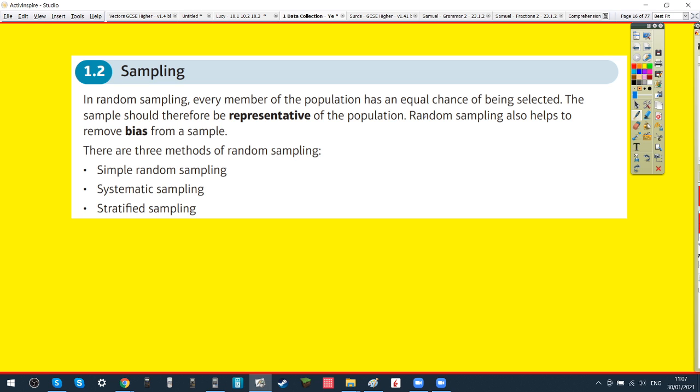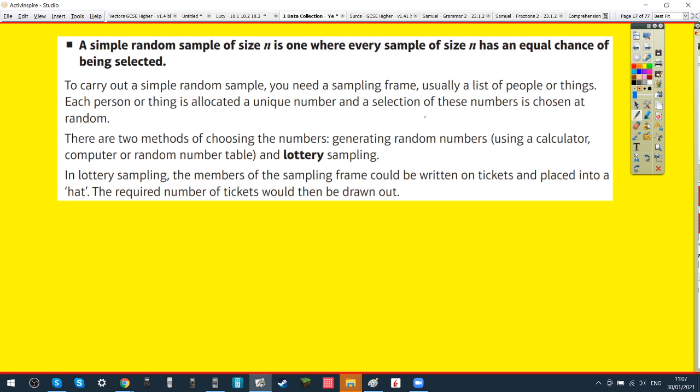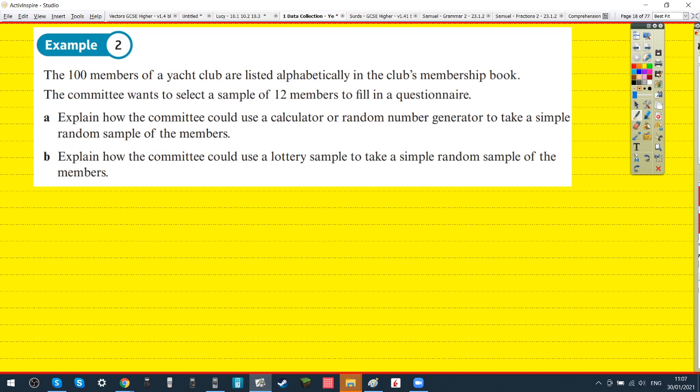Okay, you have different types of samples: simple random, systematic, and stratified. Let's learn about it. A simple random sample of size n is one where every sample of size n has an equal chance of being selected. It's like a lottery.